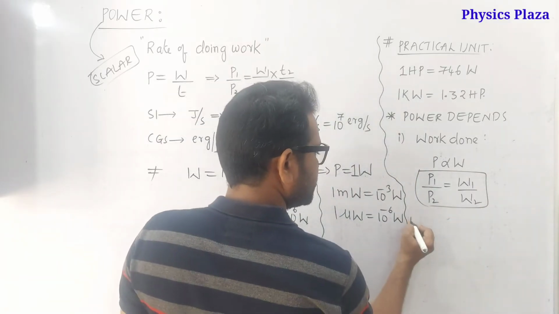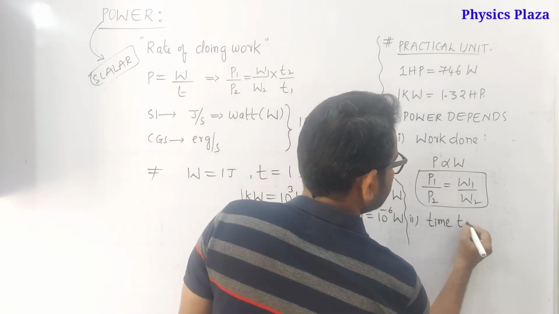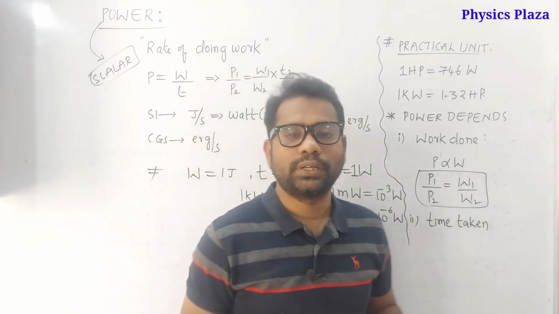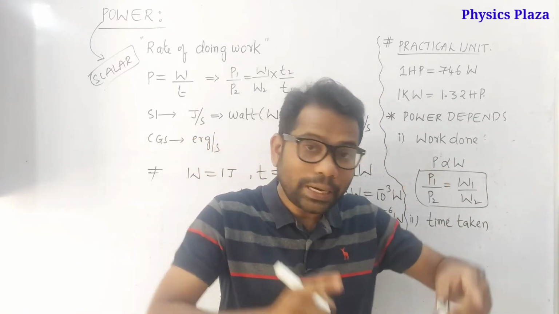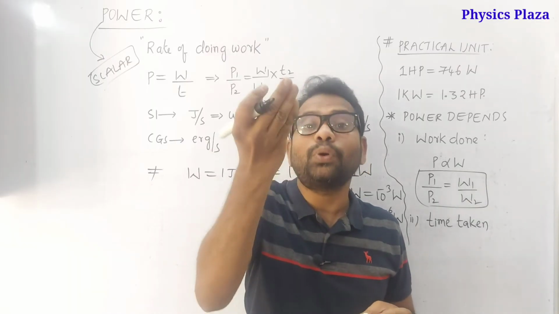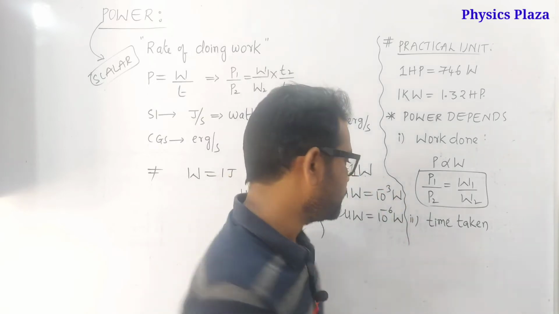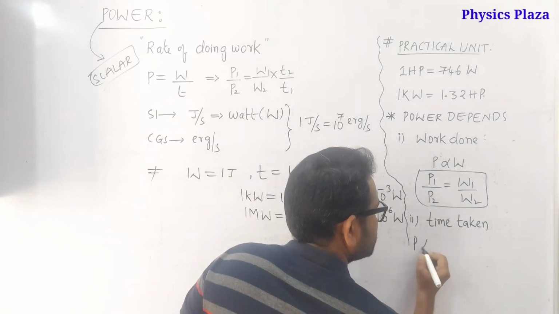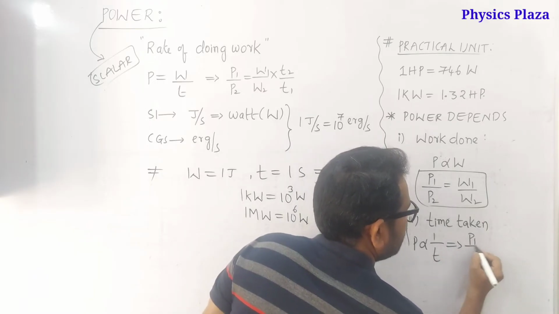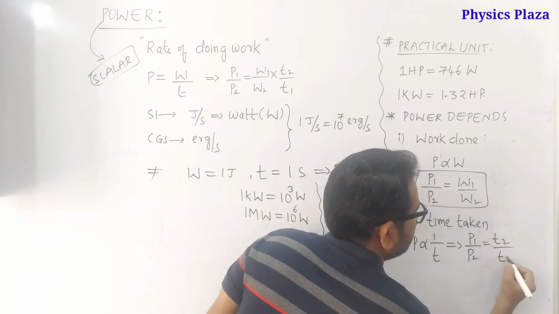Fine. The second one, children, is that it also depends on time taken. For example, the same task is given to two persons. Then whoever does the work in less time is said to have more power. Less is the time, more is the power. Which means power is inversely proportional to time taken. So this can be written as P1 by P2 is equal to T2 by T1.